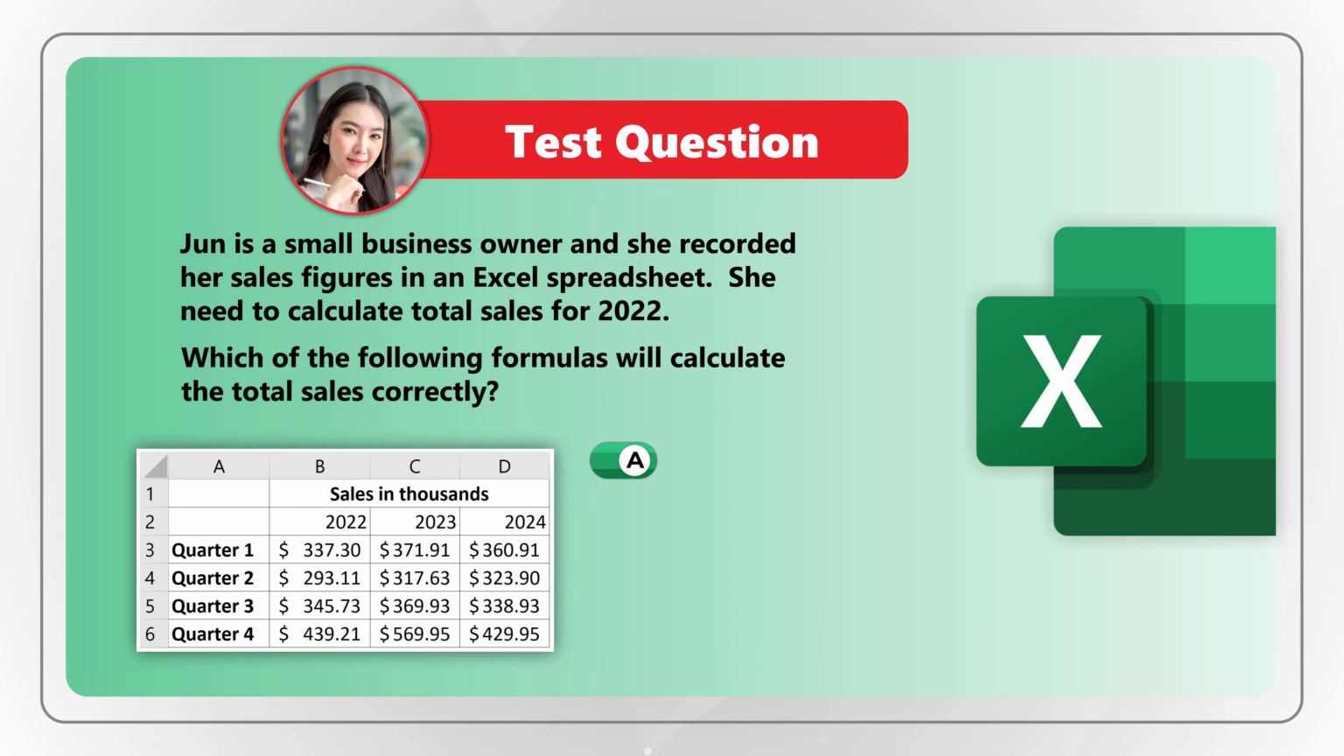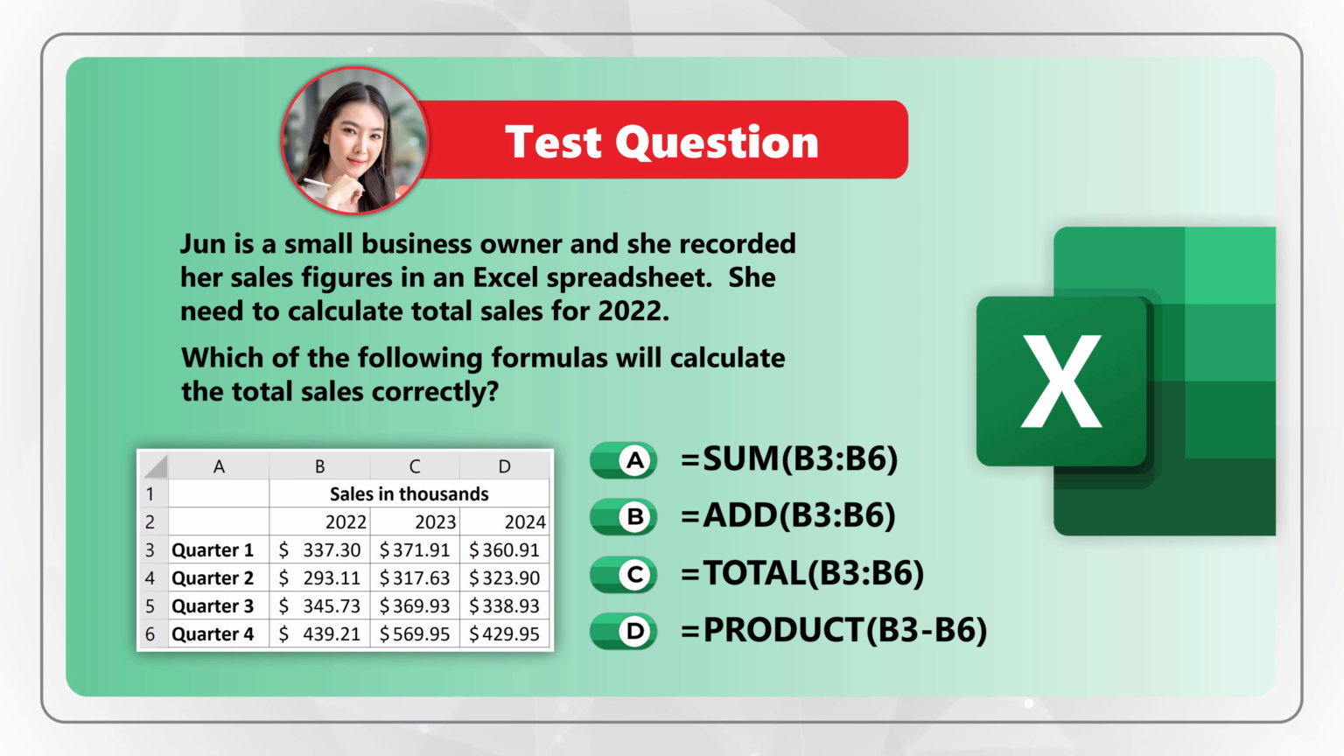Formulas are SUM, ADD, TOTAL, and PRODUCT, and they point to the range B3 through B6. Take a close look to see if you can answer the business question.